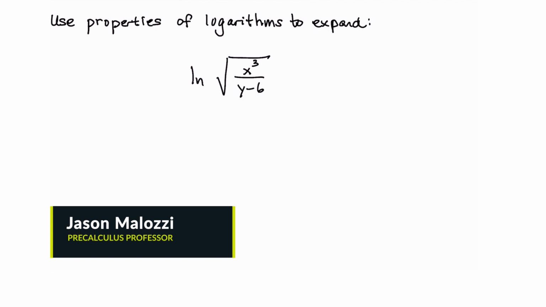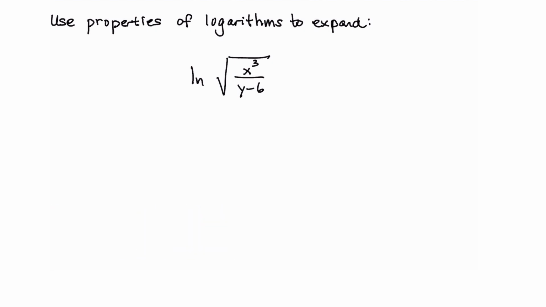As you know, we can use properties of logarithms to expand logarithmic expressions, and that is what we're going to accomplish in this video. We're going to use properties of logarithms to expand the expression, the natural log of the square root of x cubed over y minus 6. So remember that the basic properties of logarithms involve quantities to powers, products of quantities, and quotients of quantities.